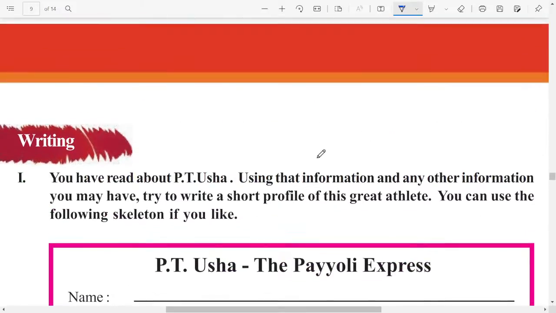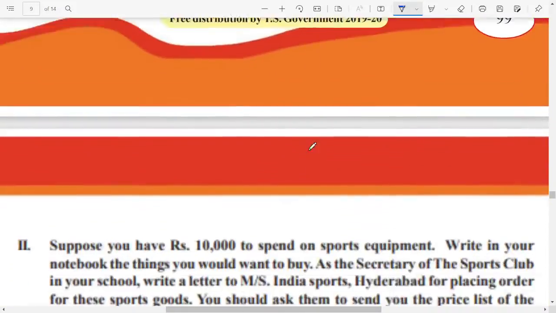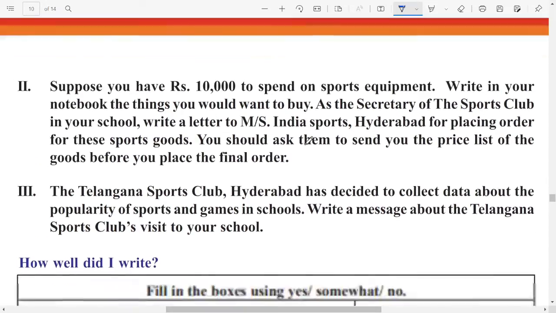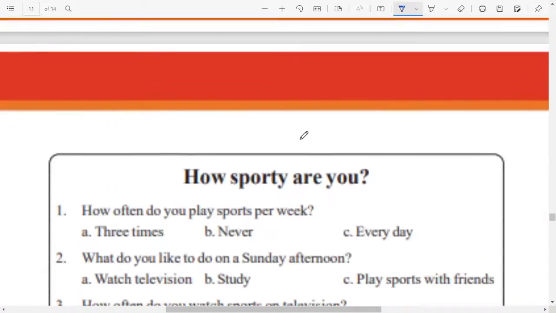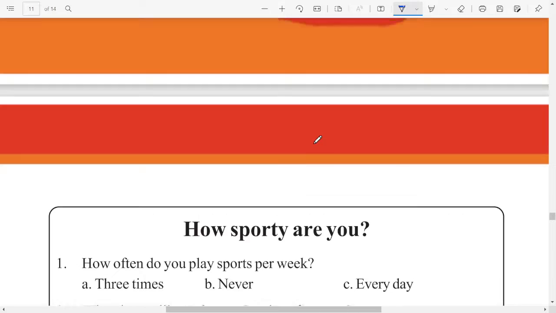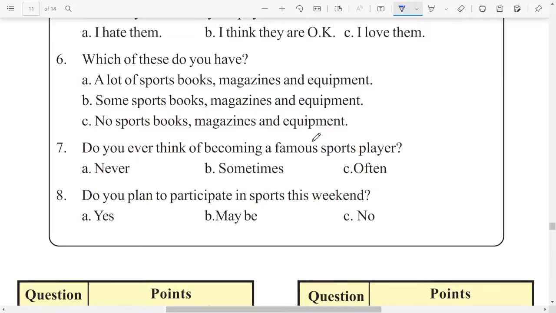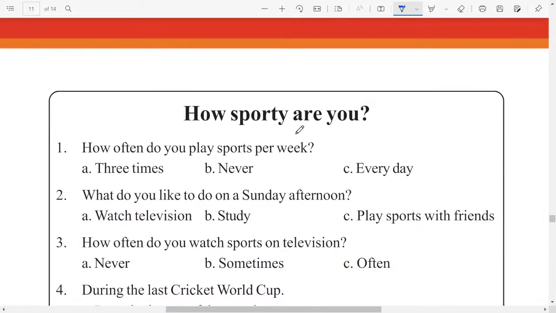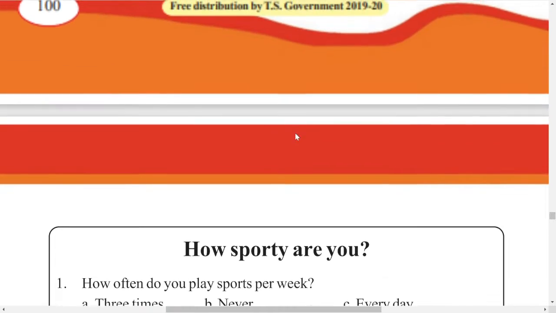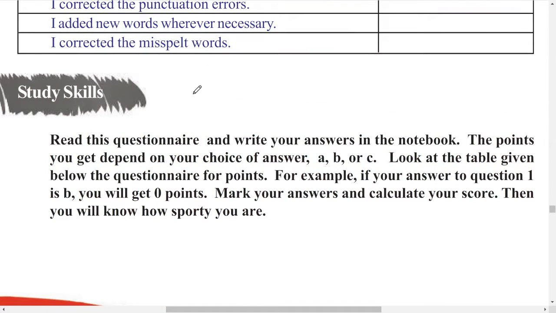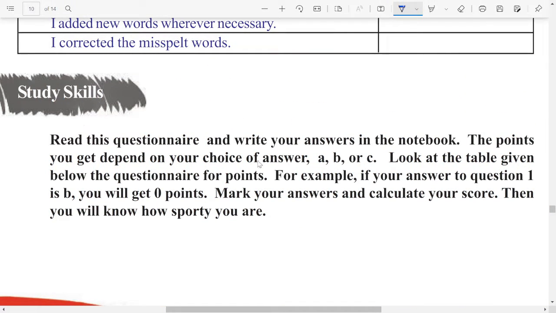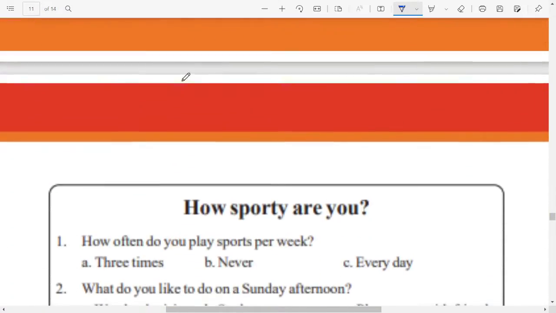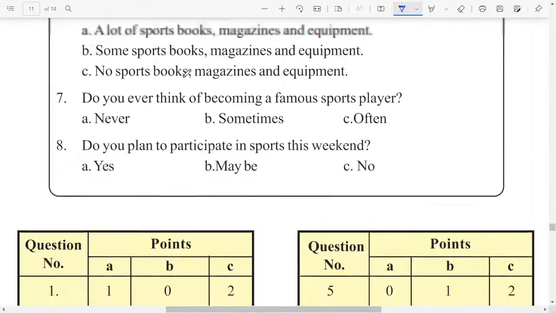Next, here you have a writing exercise that students must do. Again, we have some writing exercises. We are not focusing on them. These are also common ones, you won't get them in TET-DSC. Students have to do it on your own. How sporty are you? Okay, you have to self-answer these questions. And you have study skills, so read the questionnaire and write the answers in the notebook. So these are the questionnaire, you have to do it on your own.